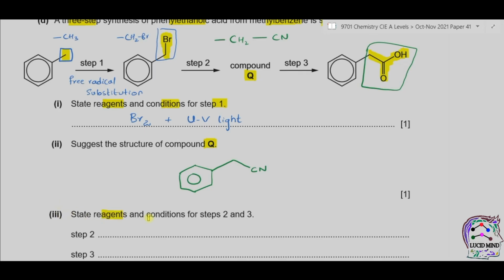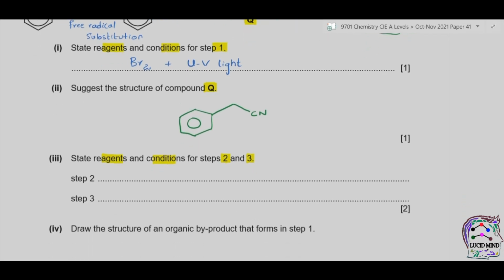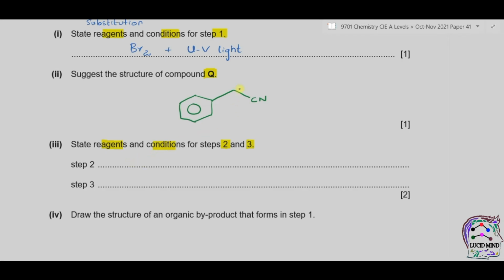Part 3, state reagents and conditions for steps 2 and 3. As we can see, in step 2 we have formed a cyanide, and in step 3 we have converted it into carboxylic acid. So CH2Br can be converted into CH2CN by potassium cyanide and ethanol plus heating. And then the cyanide can be hydrolyzed into carboxylic acid by acid reflux. So we can use aqueous HCl plus heat or reflux.